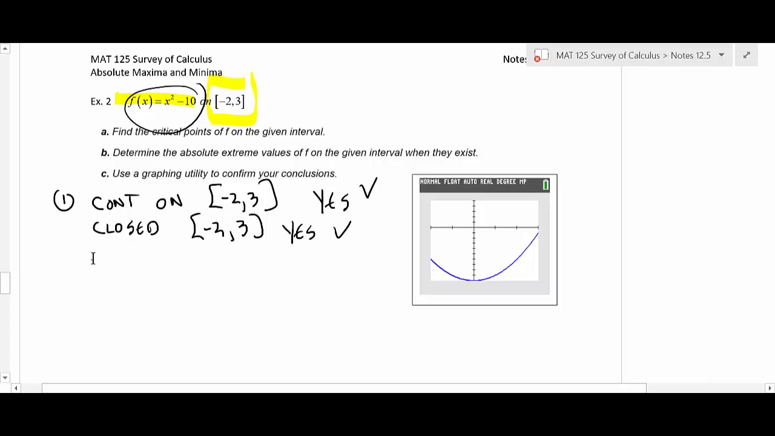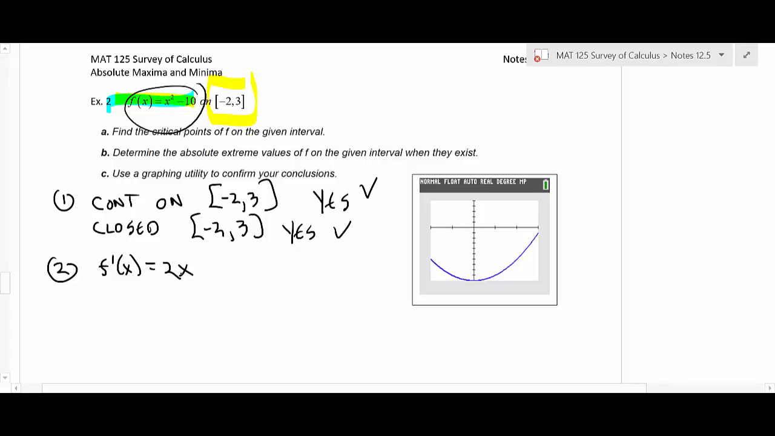Okay? So the second thing we do is we go ahead and find the critical points. All right, how do you find critical points? Take the first derivative, see where it's undefined or 0. So go ahead and do that. What's the first derivative? 2x. That's an easy one. Is 2x ever undefined?